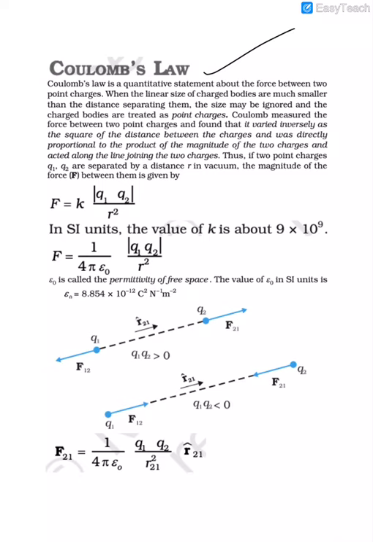In Coulomb's law, what we do is that we consider two charged bodies which are of point size. Now, what exactly do you mean by point size charged bodies? What it means is that when the actual size of the body is very small compared to the distance between them, that is when we can consider them as charged bodies.